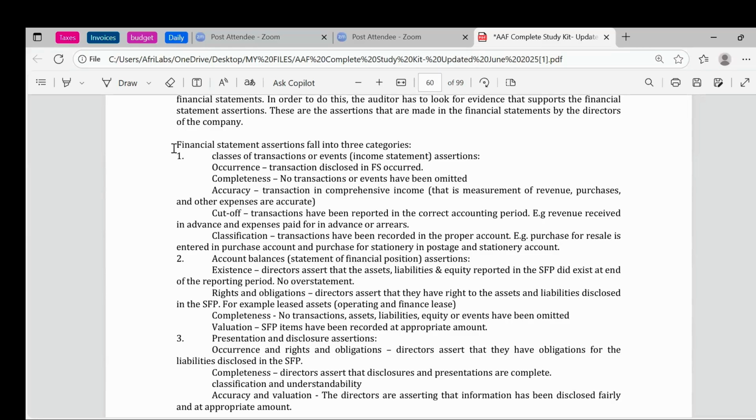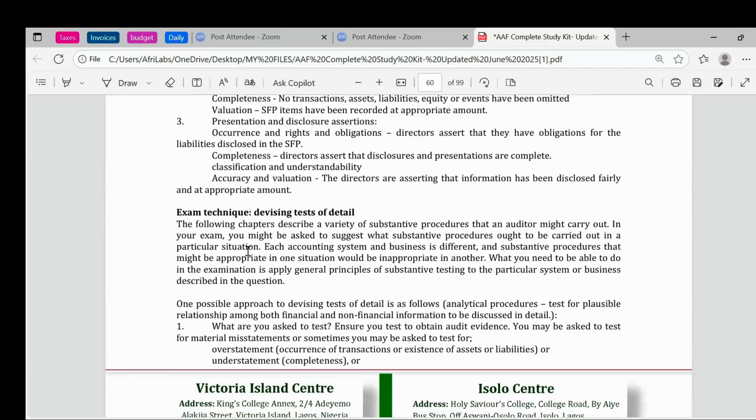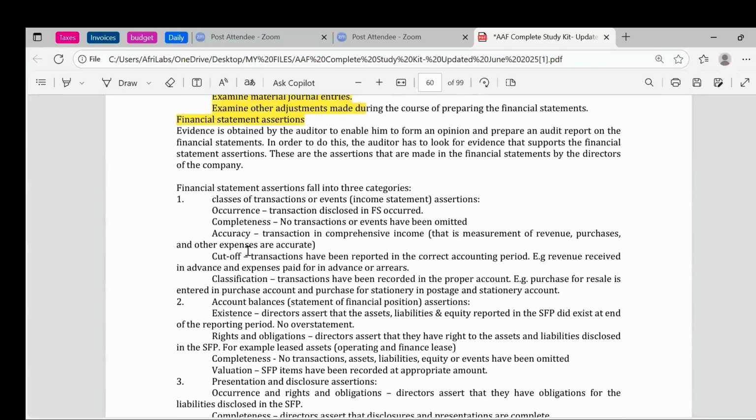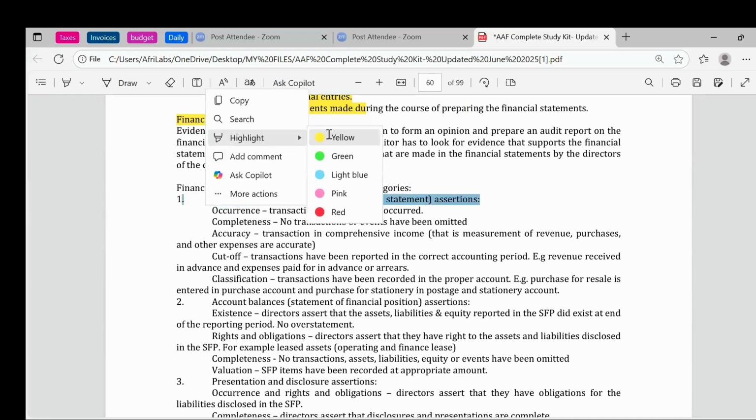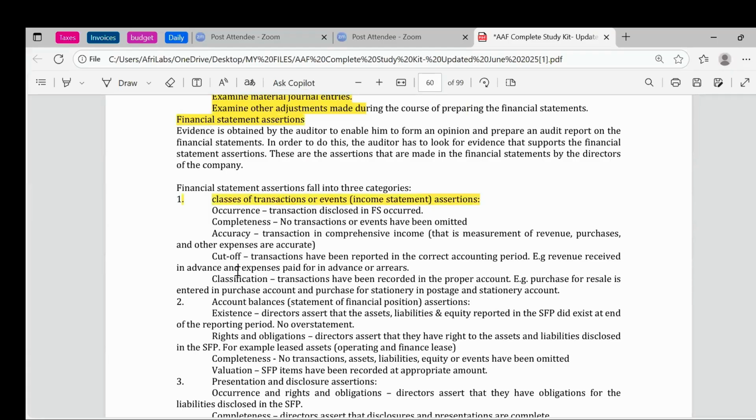Financial statement assertions fall into three categories. This one's actually kind of confusing, so let me explain it in a simple way. Your financial statement assertions are divided into two. You have your SOFP assertions and you have your income statement assertions. Okay? So you have assertions for your income statements, the classes of transactions that follow your income statement. Then we have assertions for your financial position.